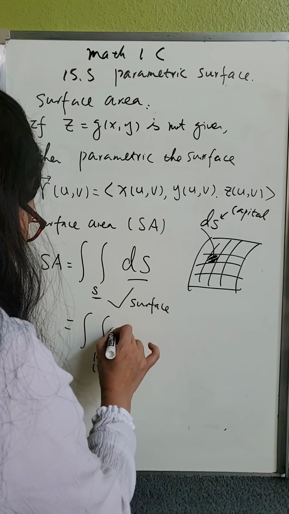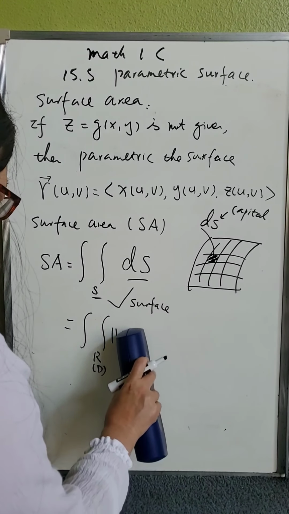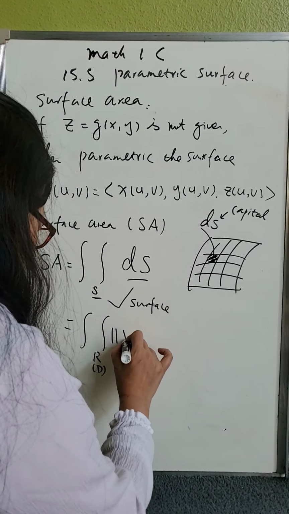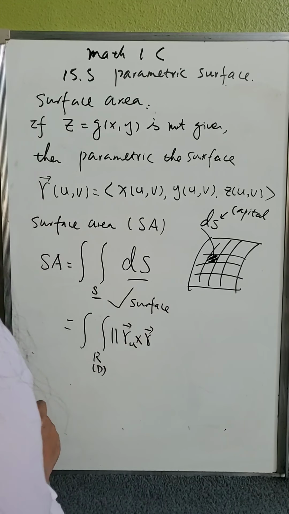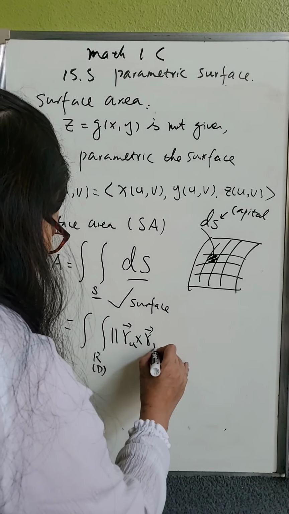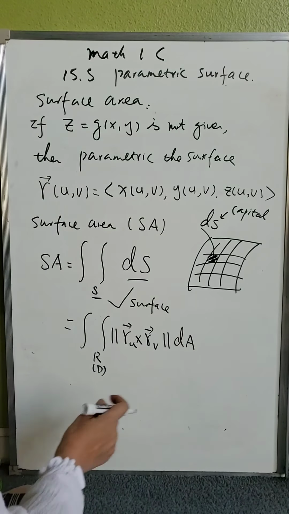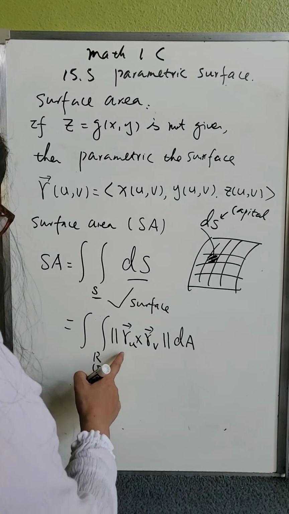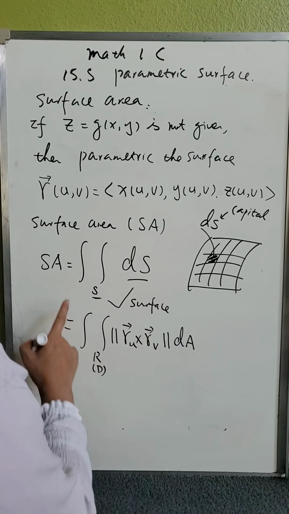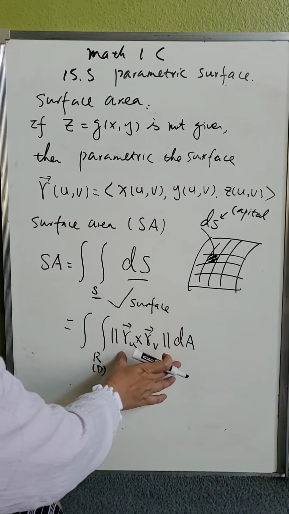And you change to the UV plane. I already wrote the formula for you last time on the surface area, so I'm not going to write it again. So take the cross product. And that's if it's not given to you. I think I did write this formula for you last time, but I don't remember whether I did or not.